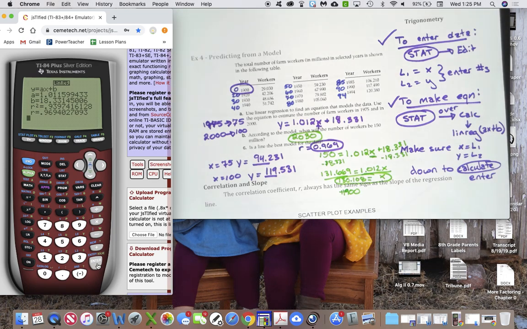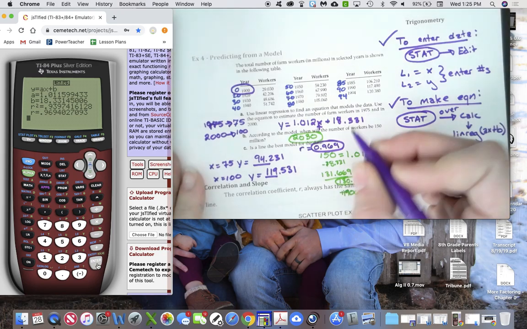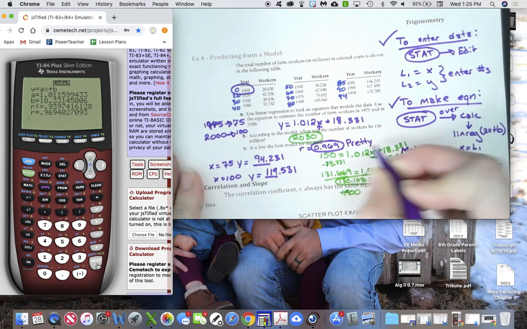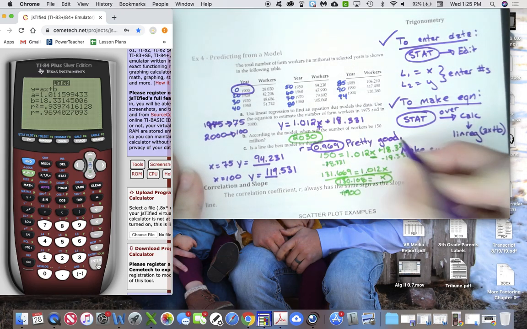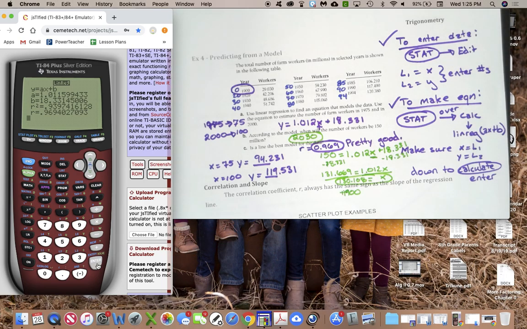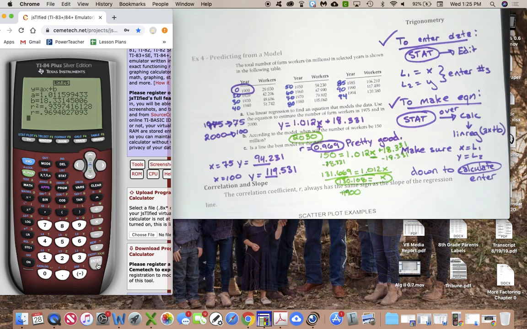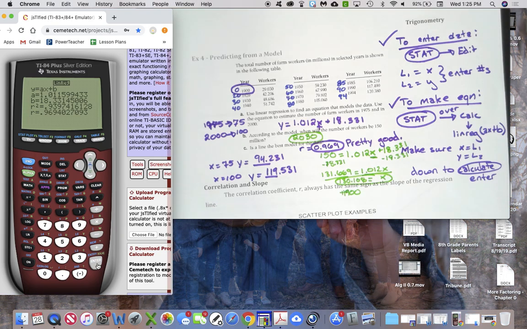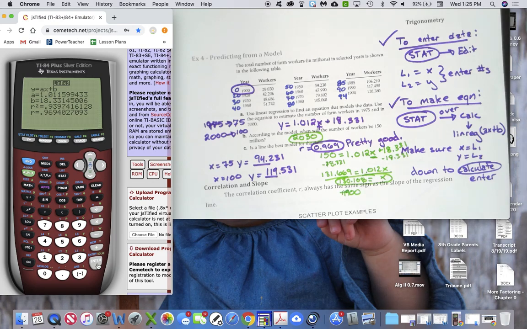So I'm going to put pretty good. 0.969 is pretty decent, pretty good. Okay? We don't know if it's sustainable after that, but we're going to say pretty good for right now.